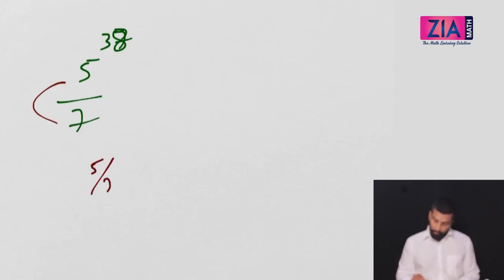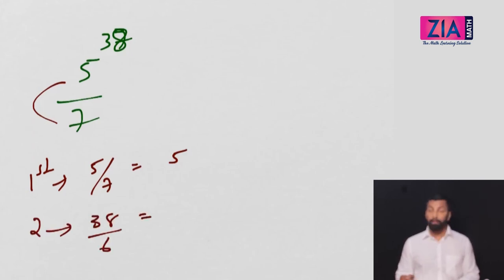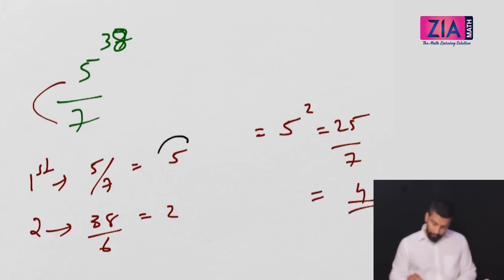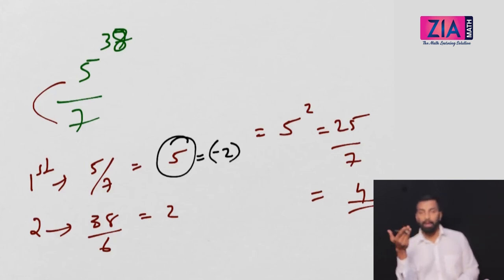Let me give you another question. 5 and 7 are coprimes. Let me write any power. You write 37, or if you want, you write 38. So 2 steps. What are the 2 steps? 5 by 7, what is the remainder? 5. This is the first step. Step 2: 38 by Euler's number of 7, that is 6. What is the remainder? 2. So you can write 5 raised to 2, that is 25, which is greater than the divisor. So divide by the divisor again, you get remainder 4. Or when you write 5 by 7 remainder 5, you can write it as minus 2 instead of 5.